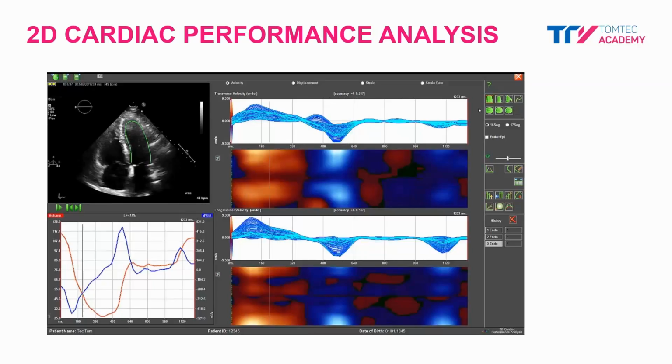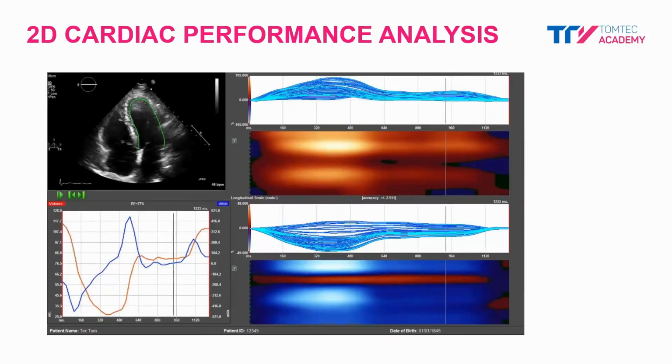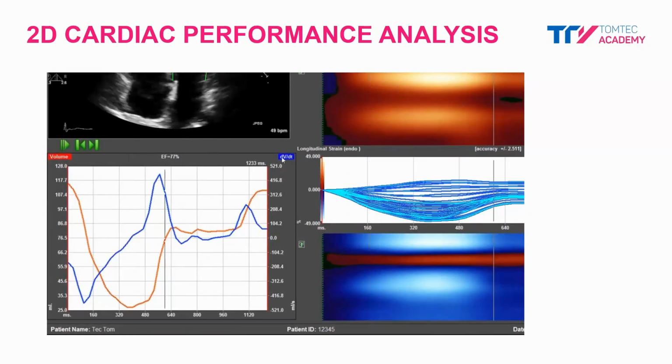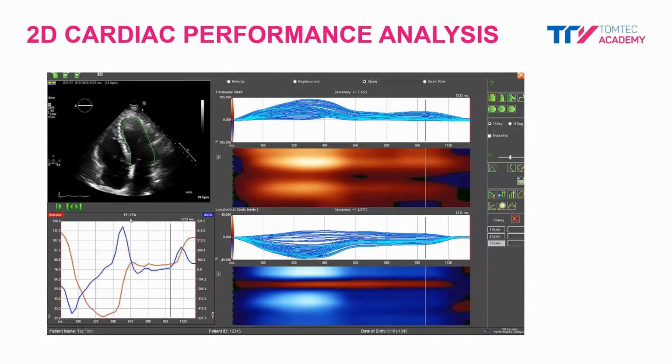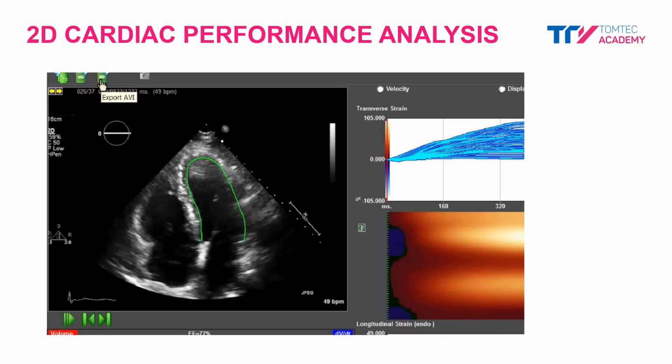Start Analysis brings us to our main analysis page that includes all information relative to velocity, displacement, strain, and also strain rate. All volumetric data can be visualized in the lower left-hand corner. That includes an ejection fraction as well. All information again can be saved from our main page analysis using the options in the upper left-hand corner.